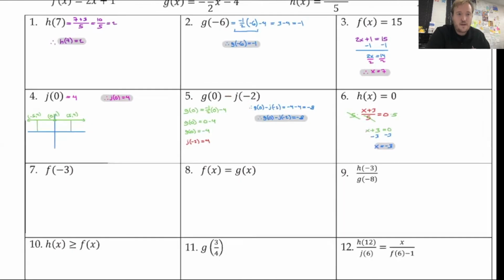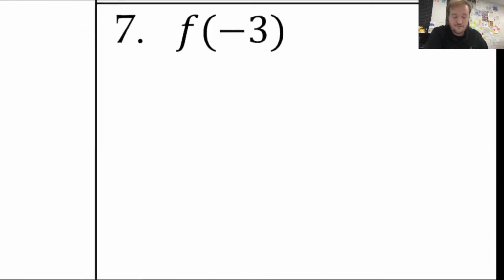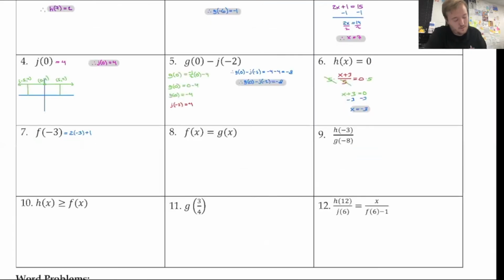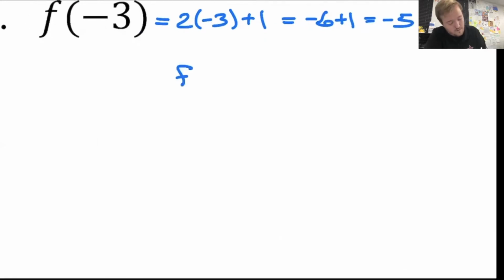Okay, so F of -3. Ask yourself, is this a plug-in or a set equal to? Well, notice how it's inside the parentheses, so this is a plug-in. So this is going to be 2 times -3 plus 1. So this is going to be -6 plus 1, which gives you -5. So F of -3 is equal to -5.